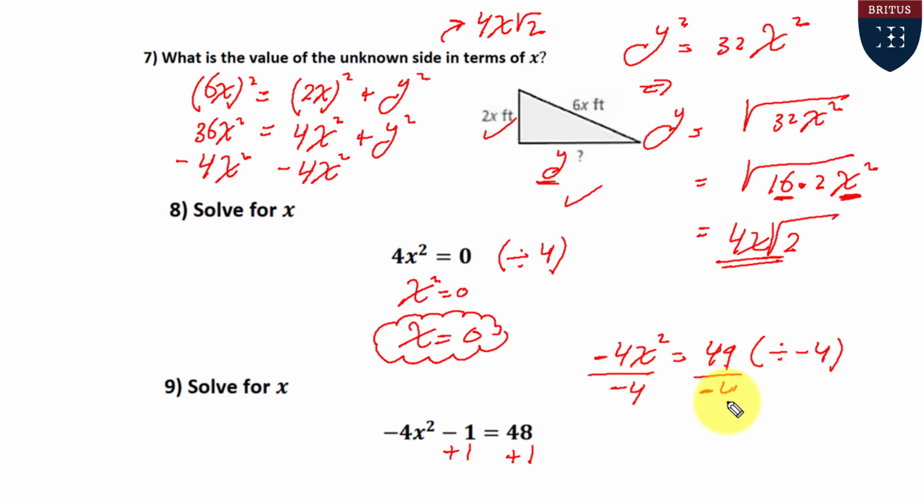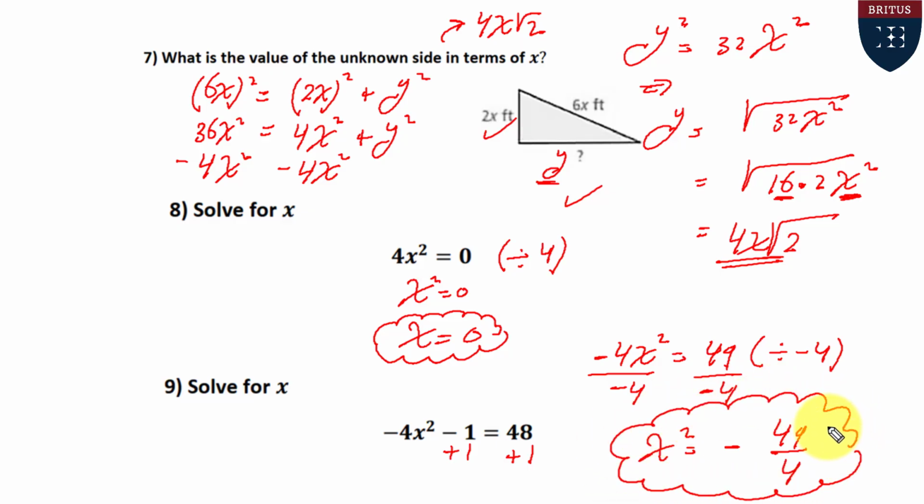Now, x squared is equal to what? It is equal to negative 49 over 4. Pay attention, guys. x squared equals a negative number. It's rejected. Now we can say that there are no real solutions. Pay attention to this equation, guys.